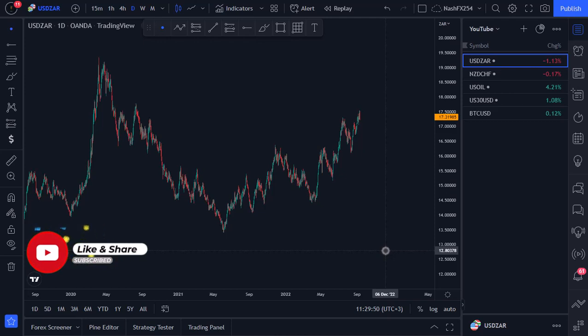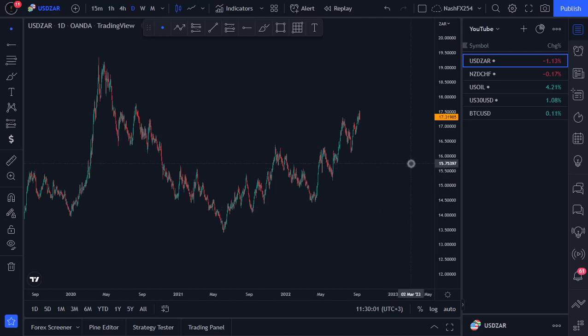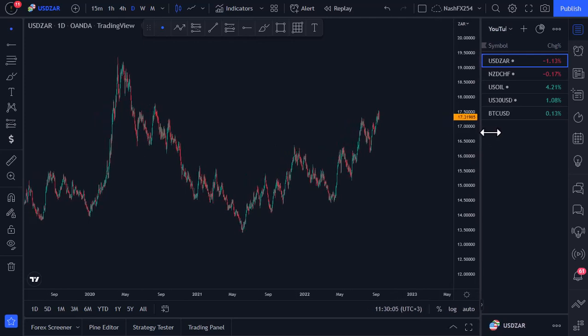This week we have a few pairs that we'll be looking at. We have USD ZAR, Kiwi Swiss franc, US oil, US 30 and Bitcoin. Okay, so we are going to go through these five pairs and see how the week ahead will be.